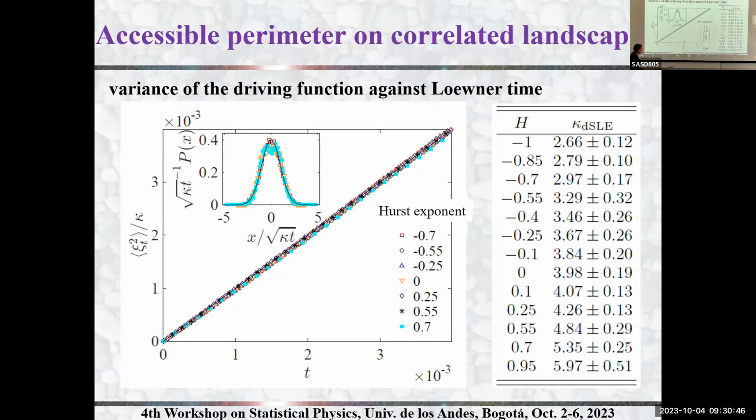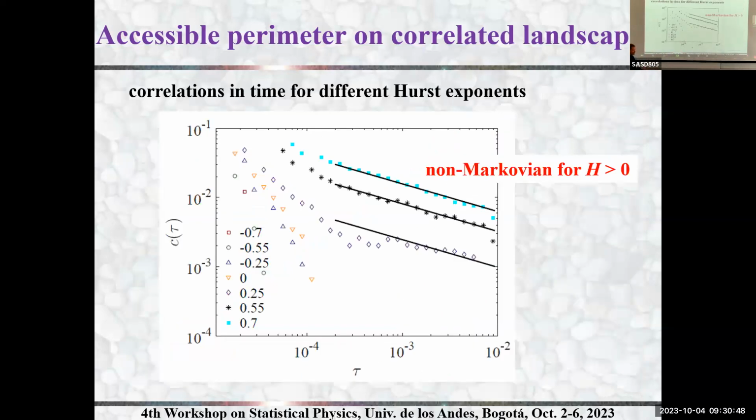And the Markovian property is very striking. You see here, this is the time correlation function for negative H and for positive H. So positive H have long-range time correlations. The Markovian property is violated.